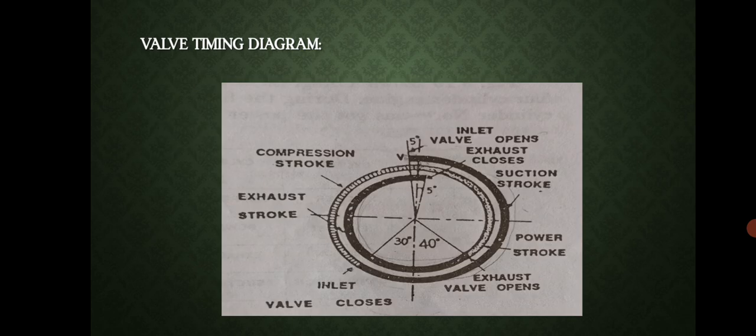Next we are going to see about the valve timing diagram. A valve timing diagram is a diagram of crank rotation on which the times of opening and closing of the inlet valve and exhaust valve are shown. Valve timing mechanism is concerned with the relative closing and opening of valves and their duration with respect to the cylinder piston and the degree of crankshaft rotation.